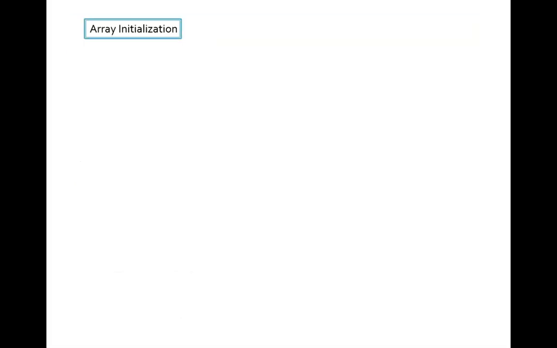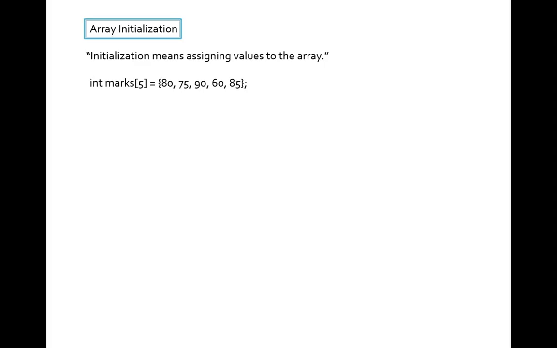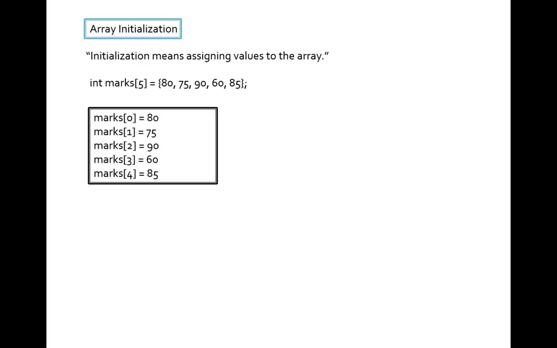Right. To store values in the array, we need to initialize the array. So how do you initialize an array? What is initialization? It is assigning values to the array. Look, we have already seen this example. int marks[5] = {80, 75, 90, 60, 85}; So this is how an array is initialized.